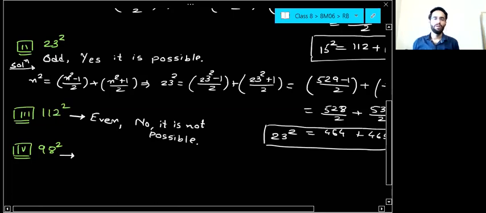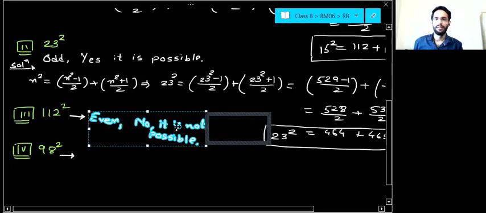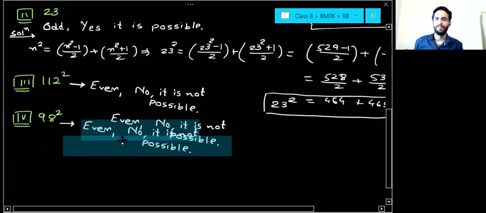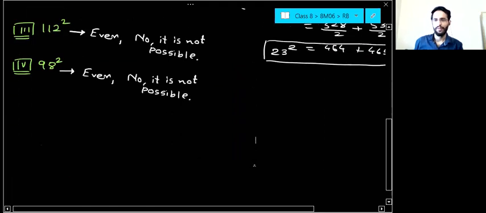Right. In the same way, what about 98 square? Is it possible? We cannot find it, sir. It is also an even number, so no, it's not possible.